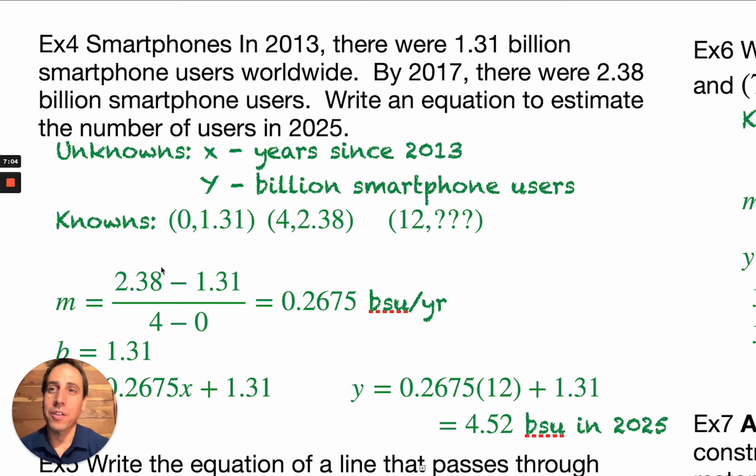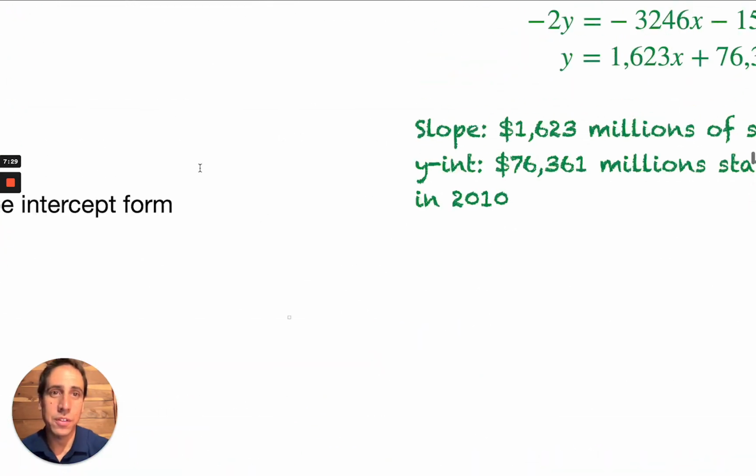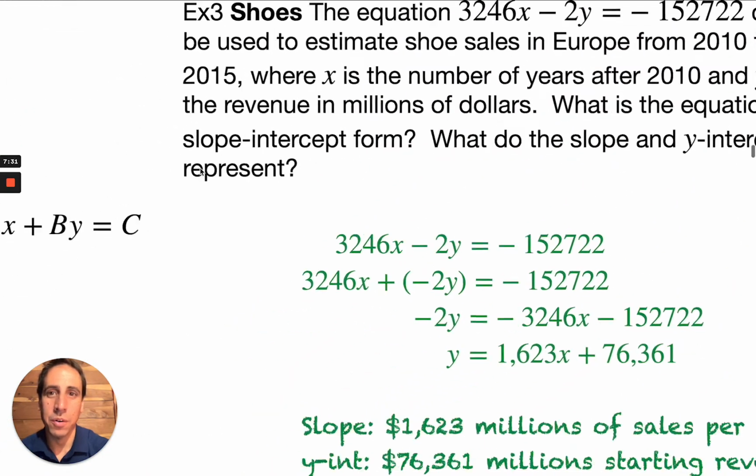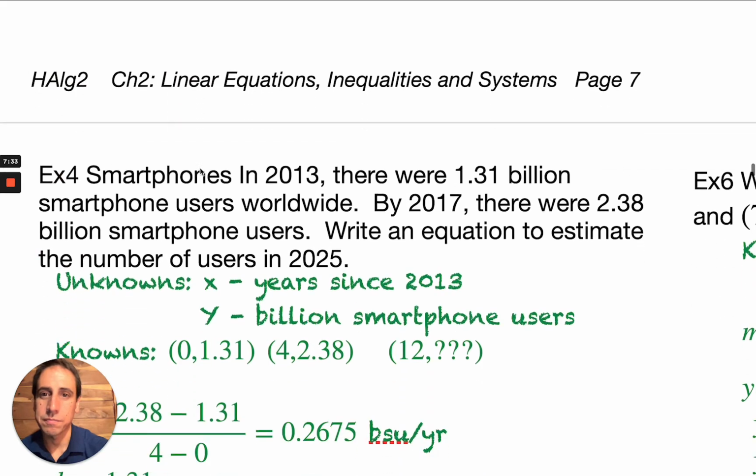Example 4, smartphones in 2013. There were 1.31 billion smartphone users worldwide, and by 2017, there were 2.38 billion smartphone users. Write an equation to estimate the number of users in 2025. That's in the future, so unknowns. We have to clearly define what we know and what we don't know. The unknowns can be x, because in the previous problem it said what x and y were going to be, but now that's left up to us.